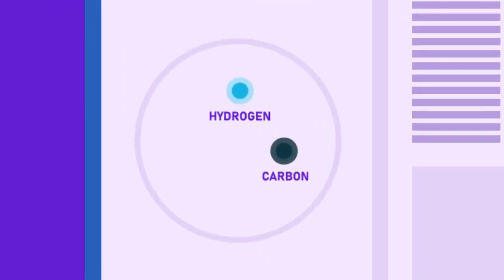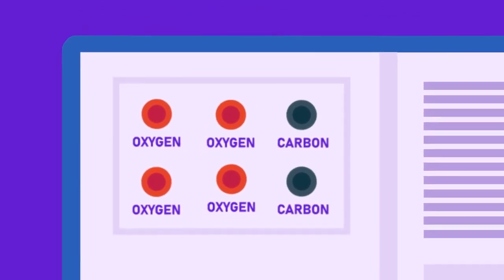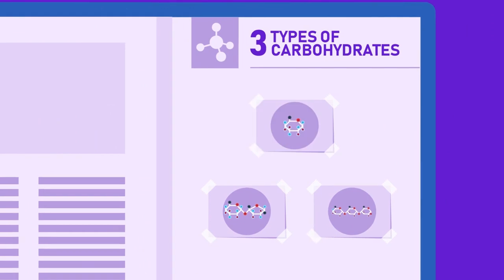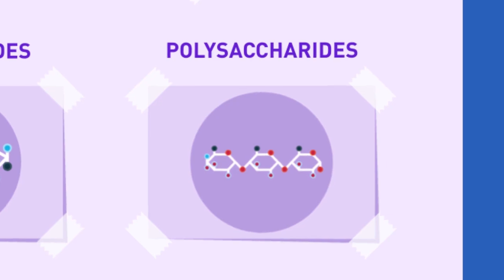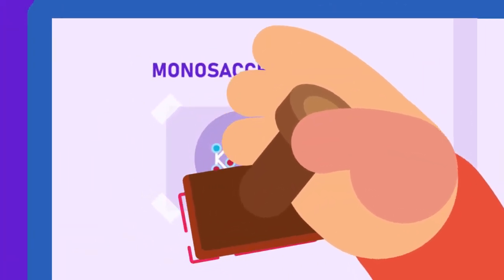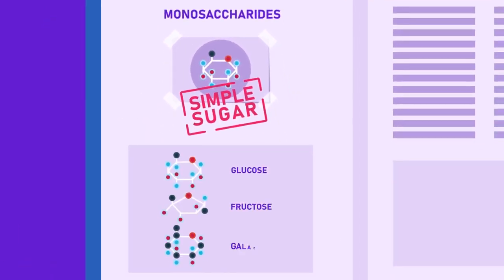Carbohydrates are organic compounds made up of carbon, hydrogen, and oxygen. The hydrogen and oxygen atoms are present in the same ratio, that is, 2:1. There are three main types of carbohydrates: monosaccharides, disaccharides, and polysaccharides. Monosaccharides have a simple chemical composition and are therefore known as simple sugars. Examples of them are glucose, fructose, and galactose.